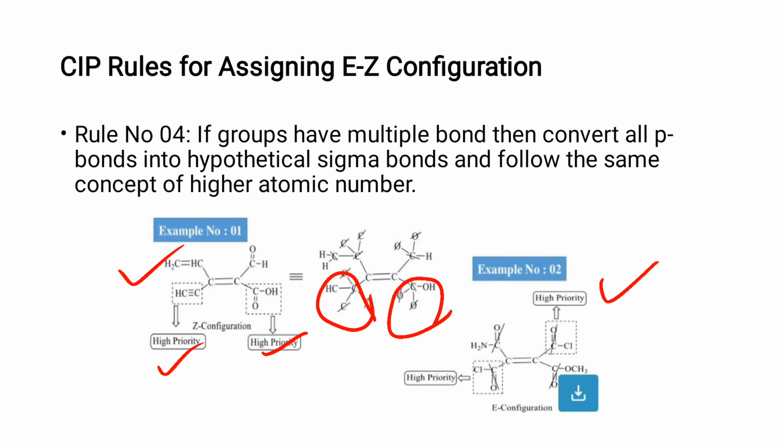Z: the highest priority groups both on the same side of the double bond is known as Z configuration. On the opposite side, it is known as E configuration.